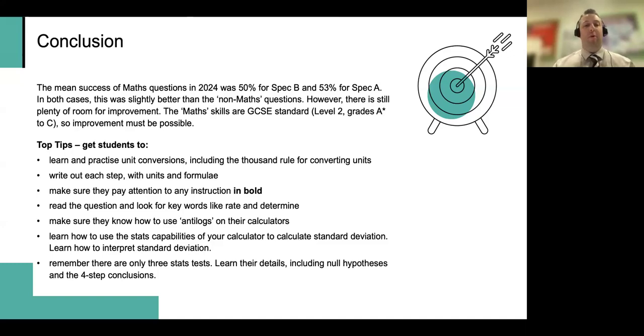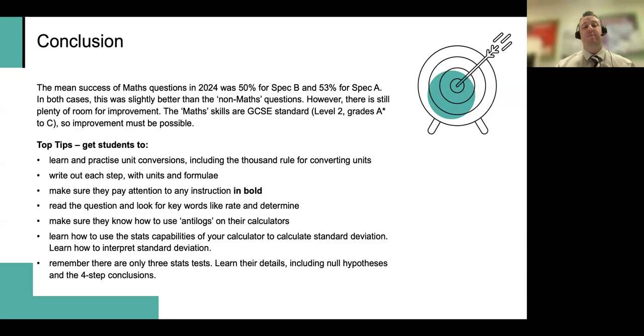Really important, this came across from the examiner's report across different papers and across the two specifications: make sure that students pay attention to any instructions that are in bold. Typically, they will give students instructions on how to put the final answer in terms of significant figures or decimal places, etc. So they should be checking through at the end, if they have time left over, that they have addressed any bold sections that are key within the calculation.